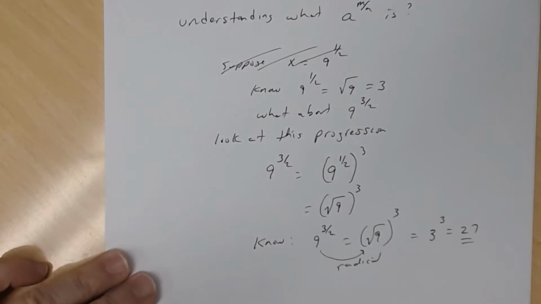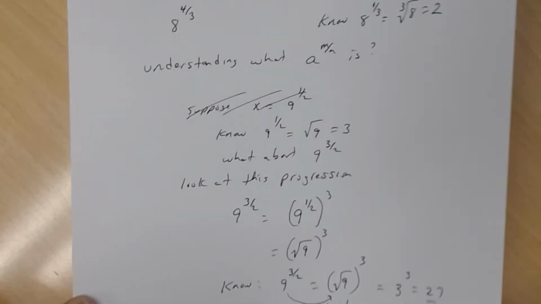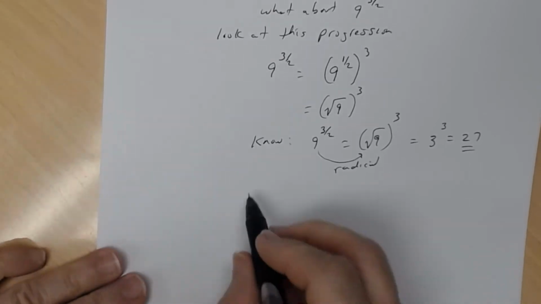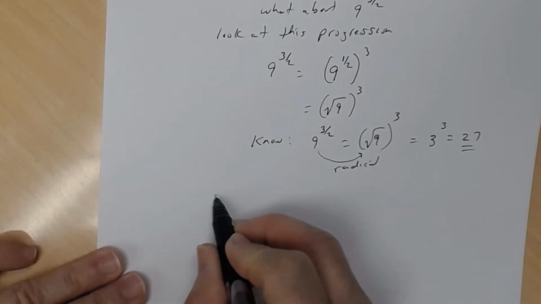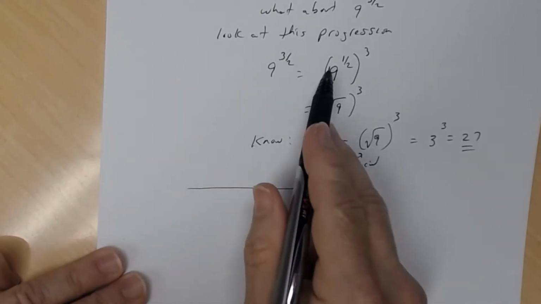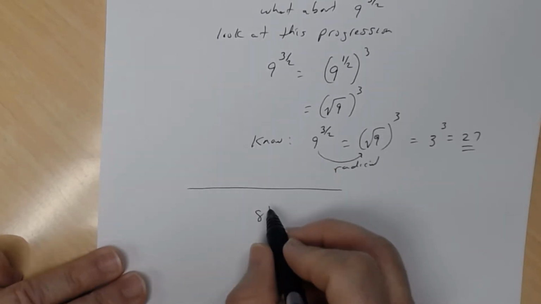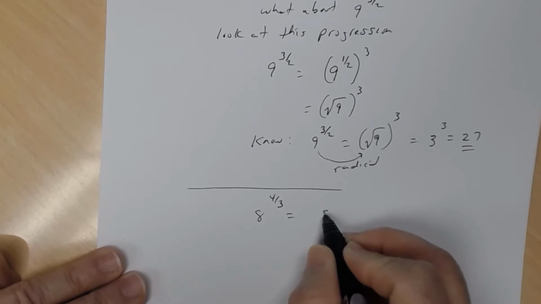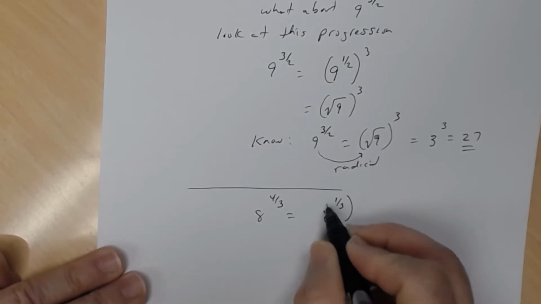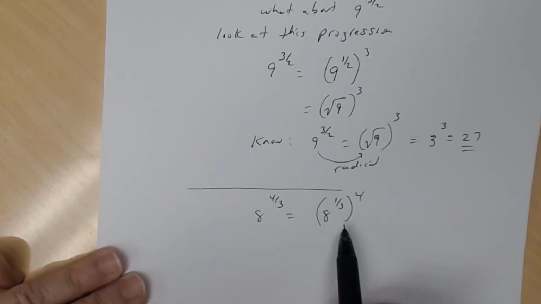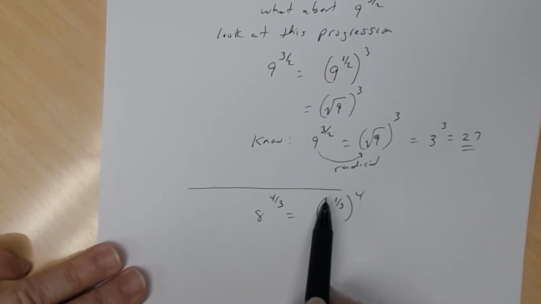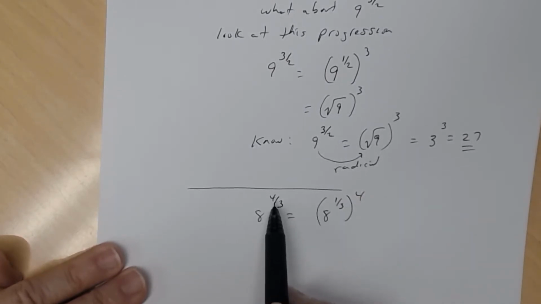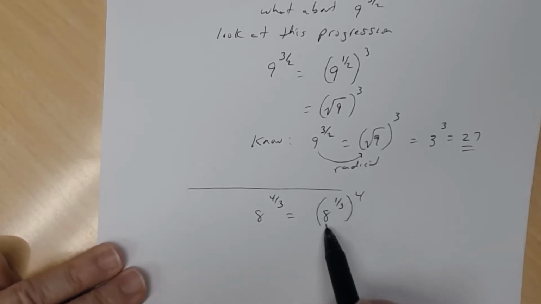Okay, so now let's go back and talk about 8 to the 4/3. We're going to do the same progression. 8 to the 4/3, we know, is 8 to the 1/3 raised to the 4th power. Make sure you understand it's the same thing we just did. So 1/3 times 4 is 4/3. But we already know what this is.